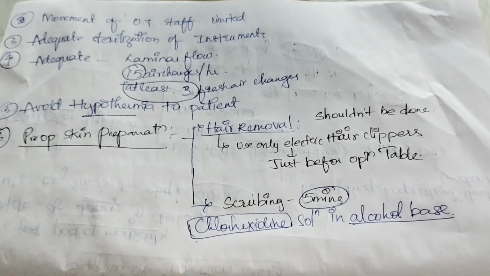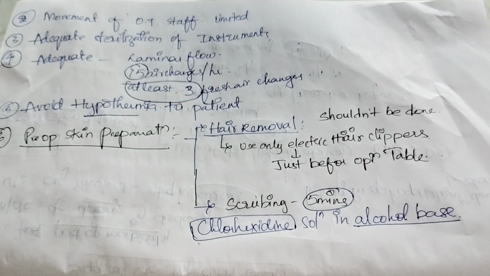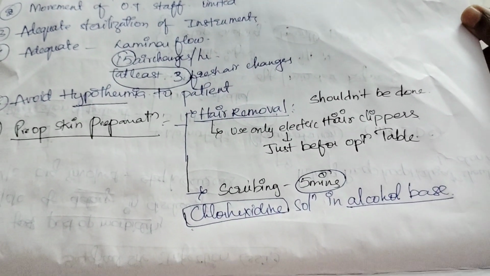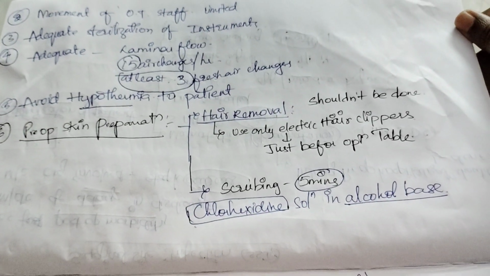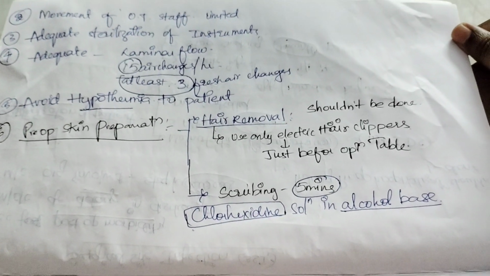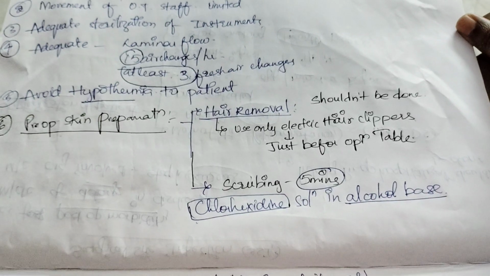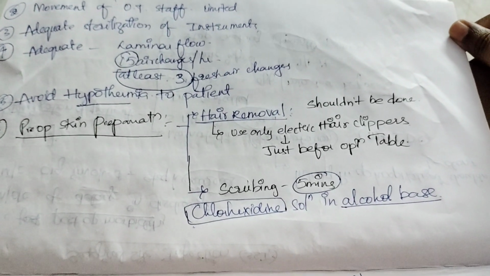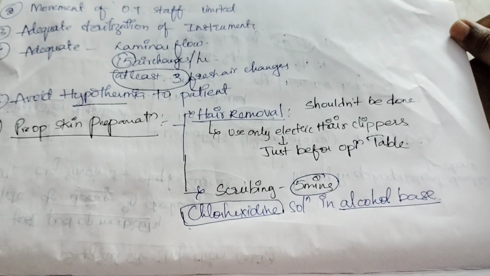Movement of the OT staff should be limited, and adequate sterilization of instruments is needed. Adequate ventilation, that is laminar flow, and 15 air changes per hour should be present. At least 3 fresh air changes should be present. Avoid hypothermia in the patient. For pre-operative skin preparation, hair removal should not be done.